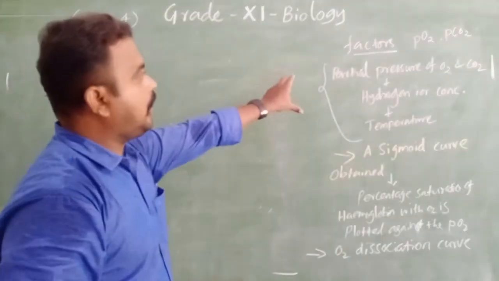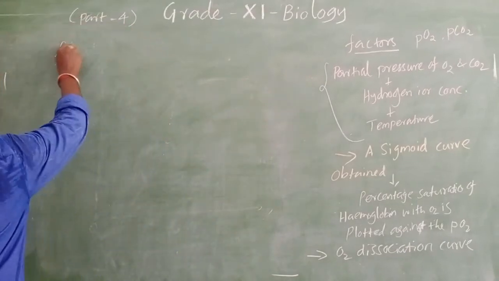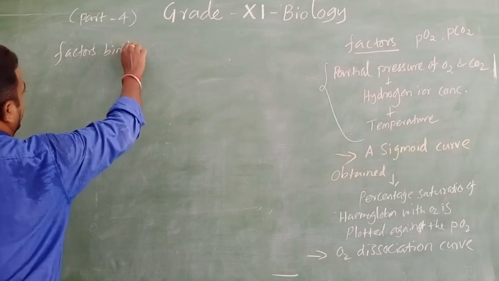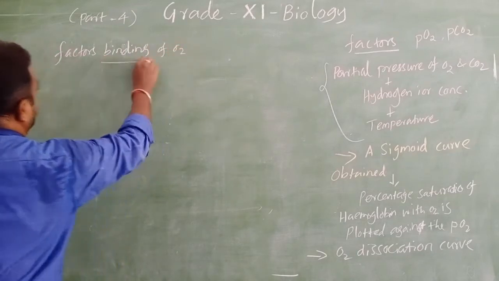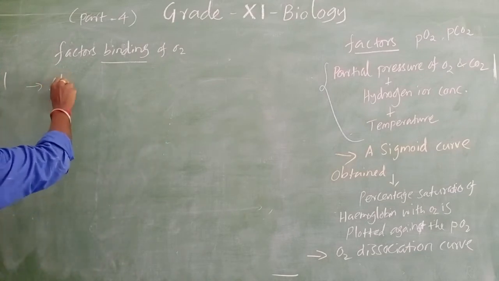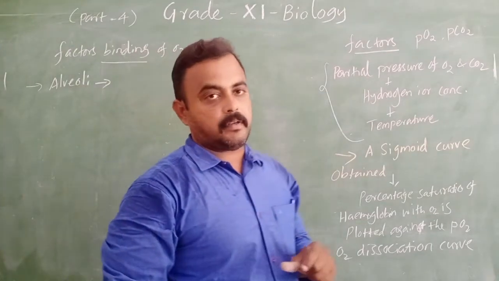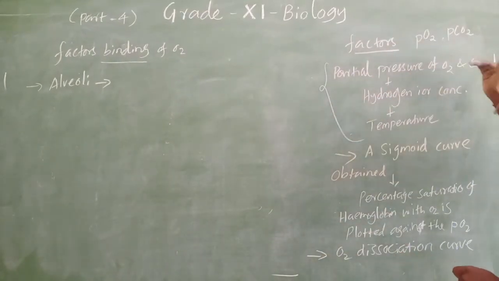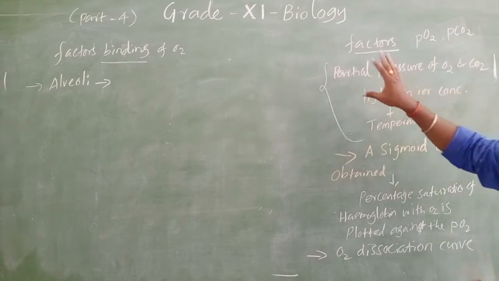Next, how the factors are involved in the binding, I will tell you. The factors in binding of oxygen. First, in the alveoli, how does that binding happen? What are the factors involved? Already we told that they are the partial pressure of oxygen and carbon dioxide, then hydrogen ion concentration and temperature. These are all involved in the binding.